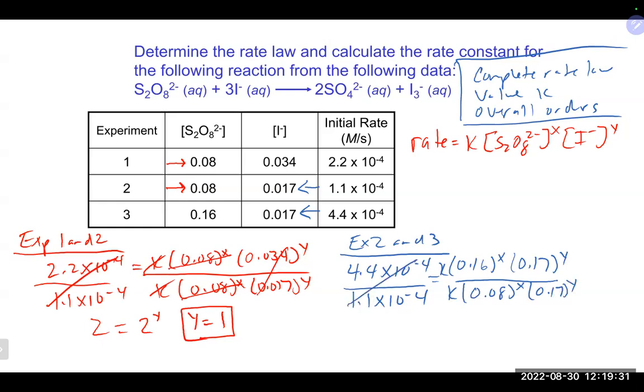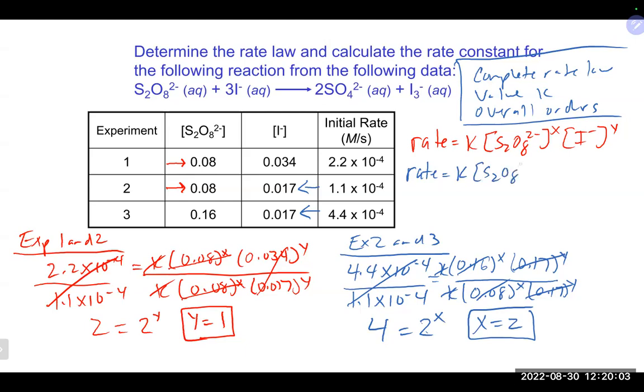Doing our math here, that's going to give us a 4 in this case. The K's are going to cancel. When we do this division here, that will give us a 2 to the X. And once again, these will completely cancel. In this case here, X would equal 2. So the order with respect to the S2O8 is going to be second order. That allows us to complete our rate law here. The rate would equal K times S2O8 2 minus to the second order and I minus to the first order.